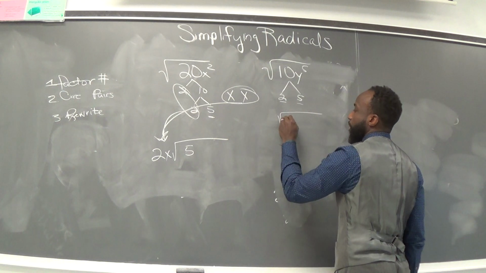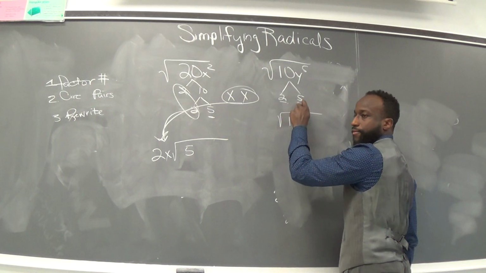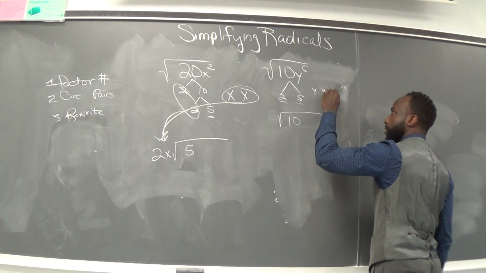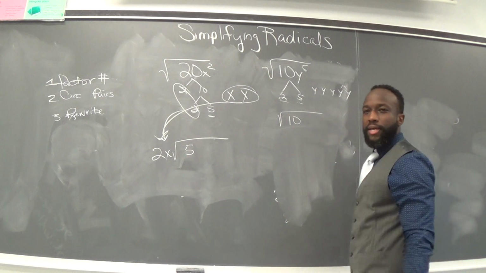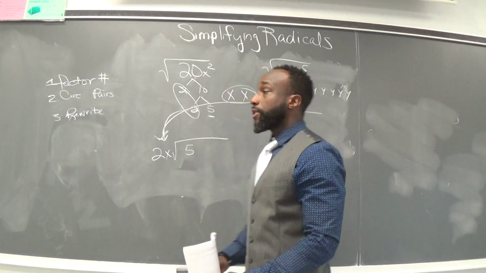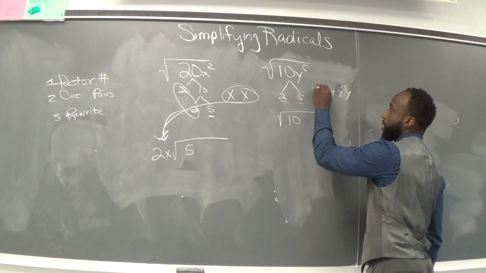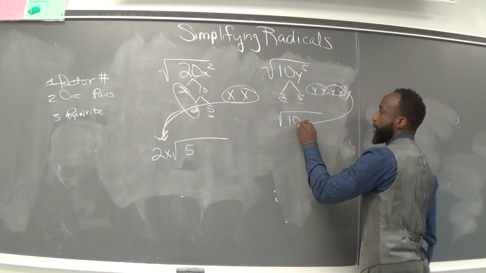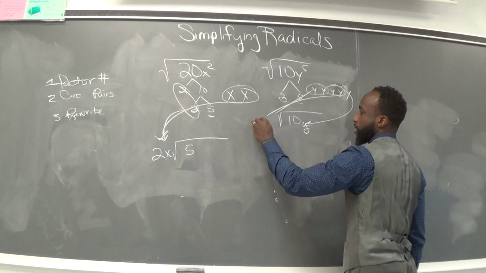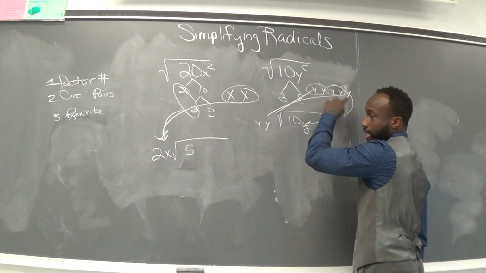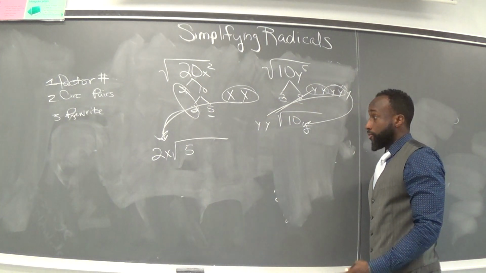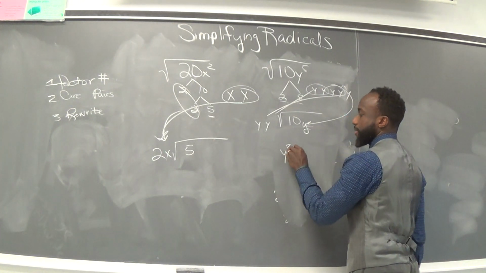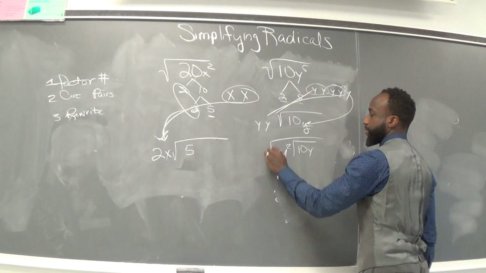So you got the square root of 10, 2 times 5. Now, y to the 5th means you have 1, 2, 3, 4, and 5. You got 5 y's. How many pairs you got? 2. And you got 1 left, right? So the one by itself goes under the root, and the 2 pairs go outside. So you got y and y, because you got two pairs of y's. I'm just doing an extra step. So you got y times y, which is y squared, times the square root of 10y.